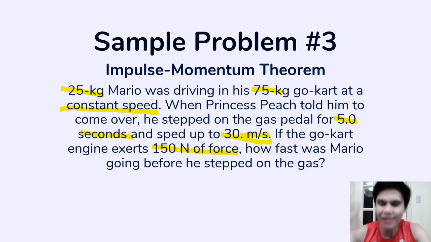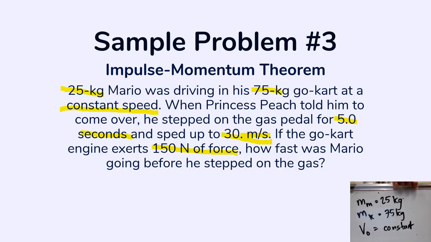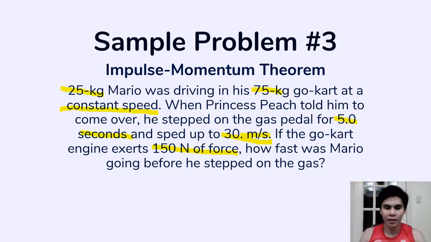So when we see this term, again, was driving or was traveling or was moving at this speed and then it changed, that means that the one that was mentioned before is the initial velocity, the starting velocity. So we list down that the initial velocity is constant. So as you can see here, we have the mass of Mario, the mass of the cart, constant velocity. We still have our time, which is equal to 5.0 seconds. We have our final velocity, which is 30 meters per second, and we have our force, 150 newtons.